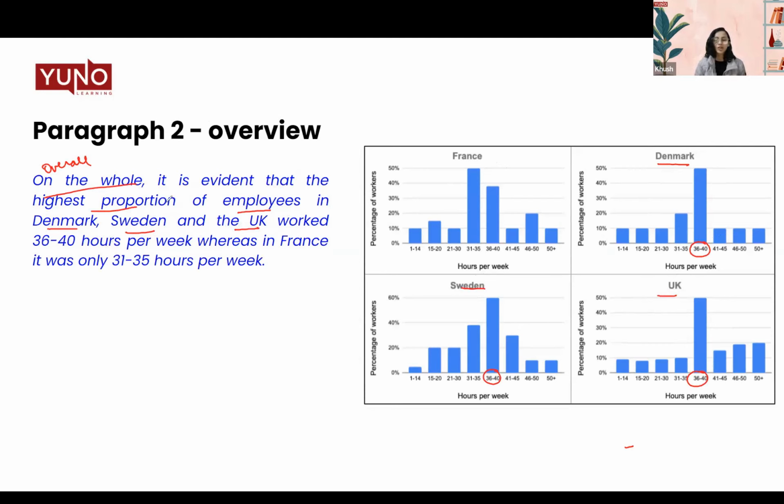Now see, I have not mentioned the percentage here. I have not mentioned that it was 50% in Denmark, 60% in Sweden, because that is the data that we'll be talking about in the further body paragraphs, but not here. Whereas to create a contrast, the image of contrast, France, it was only 31 to 35 hours per week. And here we are talking about the highest proportion. So this is how you write the overall. You make an inference of the highlights, and then you start with overall, on the whole, or some sort of linker, and then create categories without mentioning the data. Let's move on to the first body paragraph.